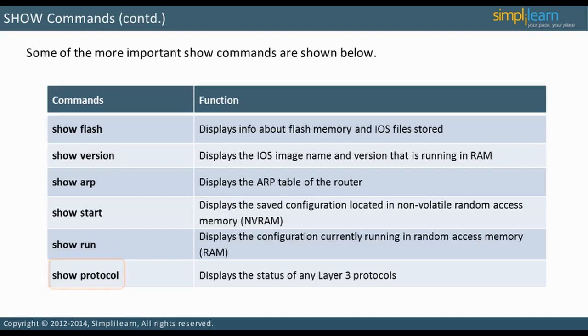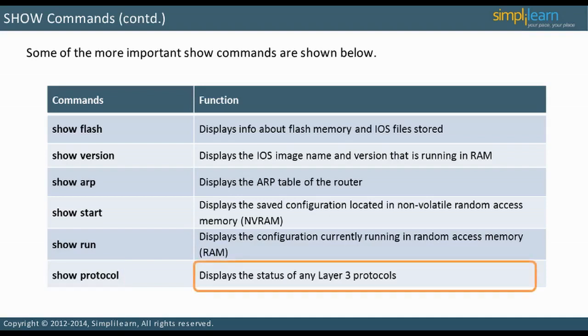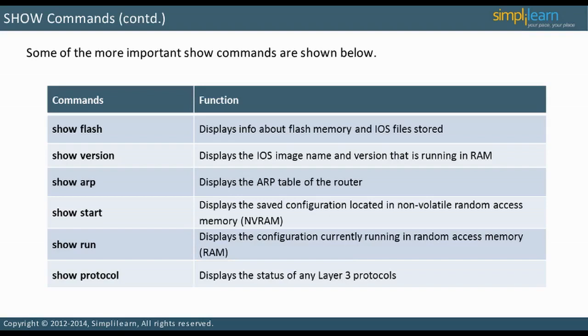The show protocols command displays the status of any Layer 3 protocols. This is the best command to use to display information on routing protocols. Let us understand the name lookup and domain name system in the following slide.